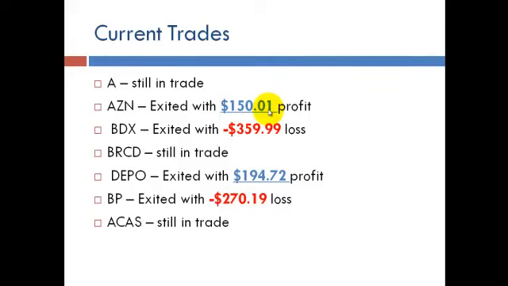Okay, so AZN, I exited this trade last week, $150 profit. BDX exited with a loss, $359.99. BRCD still in the trade. DEPO exited with a $194.72 profit. BP exited with a $270.19 loss. Okay, ACA is still in trade.